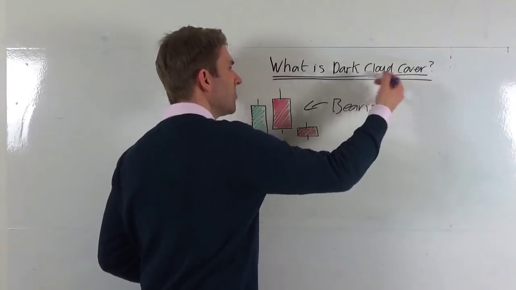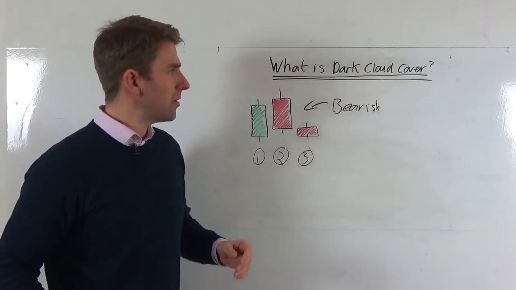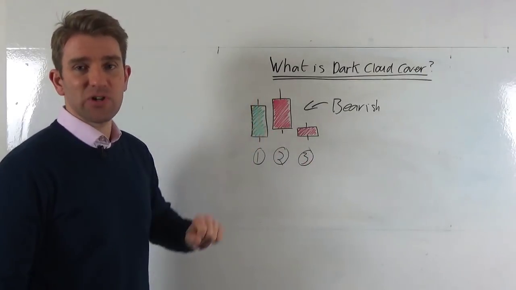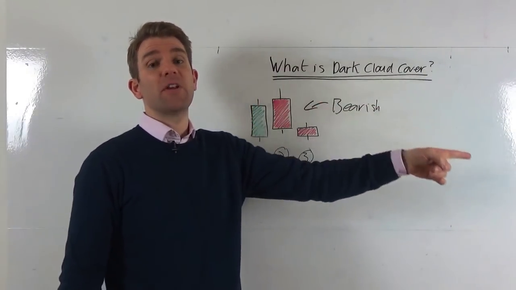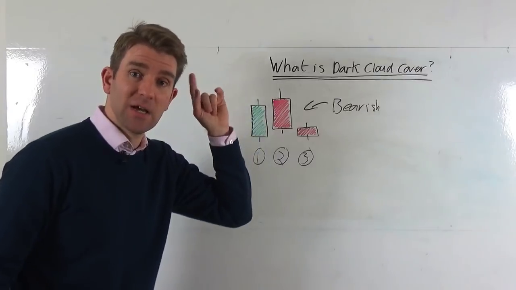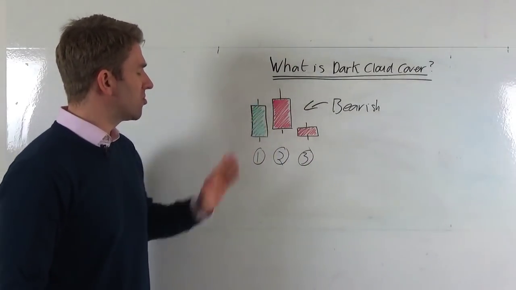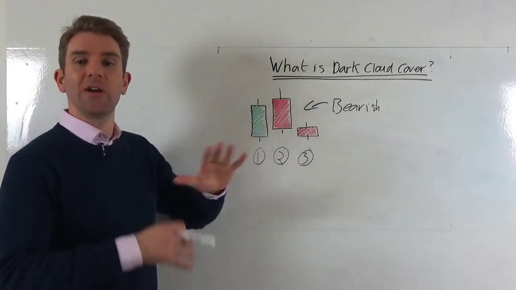So, dark cloud cover, bit of a tongue twister that one. Bearish pattern, day one, day two, day three. Daily chart, imagine a candle. If you're not familiar with candles, go and check out a previous video I've done on candlesticks, somewhere around here. All right, day one, we have a good solid green candle. So the open, the close, nice kind of trending day.